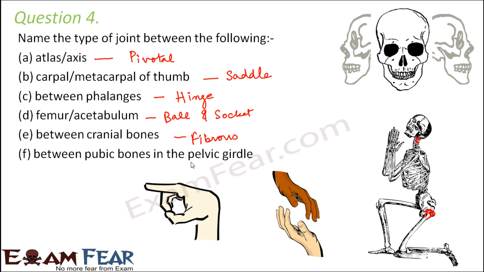Between pubic bones in the pelvic girdle. So where is your pelvic girdle? So pelvic girdle is here. So between the pubic bones, what type of joint is present? That is ball and socket joint.